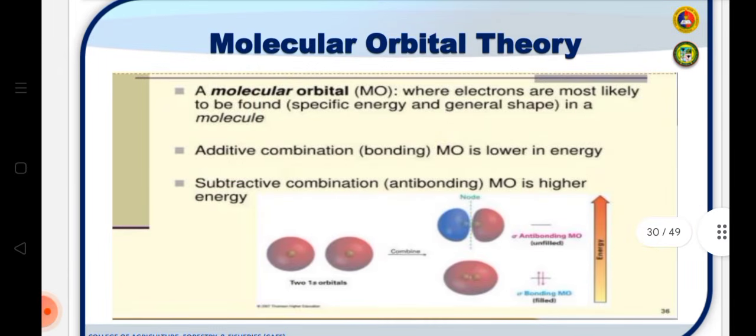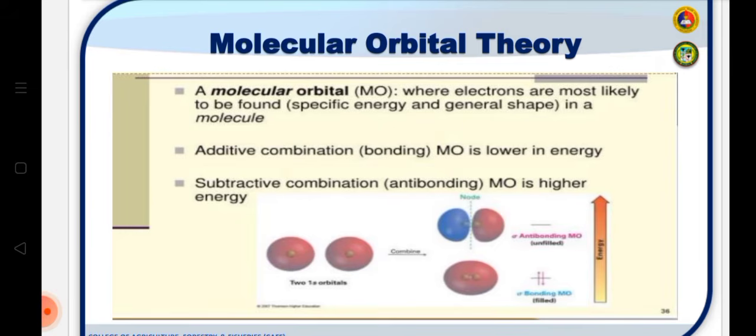Okay, let's proceed to the molecular orbital theory. Molecular orbital theory means where electrons are most likely to be found, or the specific energy and general shape in a molecule. Then we have additive combination, which means bonding, so the molecular orbital is lower in energy. In subtractive combination, or anti-bonding, the molecular orbital is higher in energy.